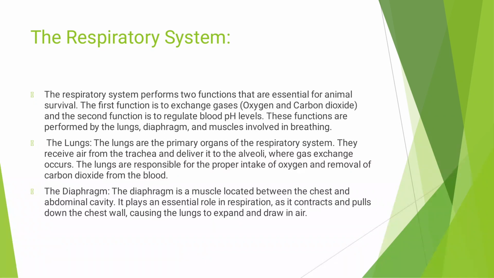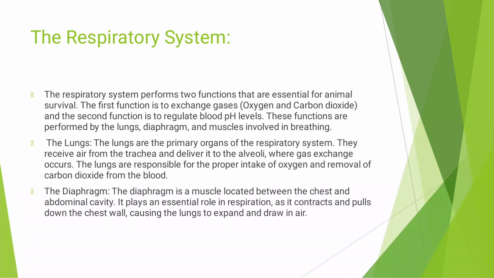This respiratory system mainly performs two functions. First function is exchange of gases and second function is to regulate blood pH levels. The lungs, the diaphragm and muscles are involved in breathing. Lungs are the primary organ. They receive air from the trachea and deliver it to the alveoli. In alveoli only the gas exchange will occur.